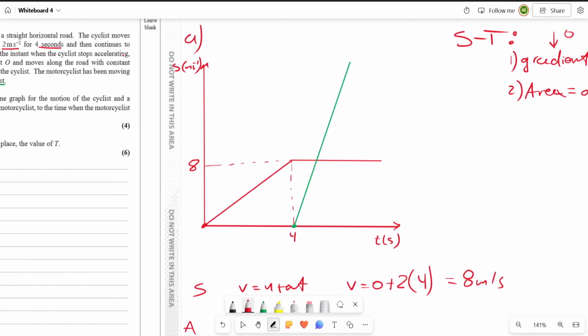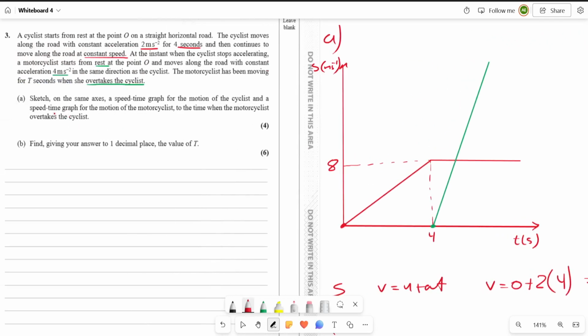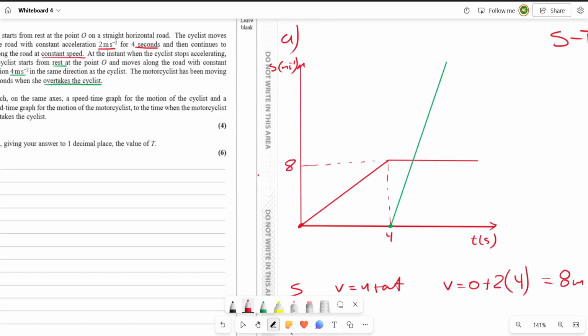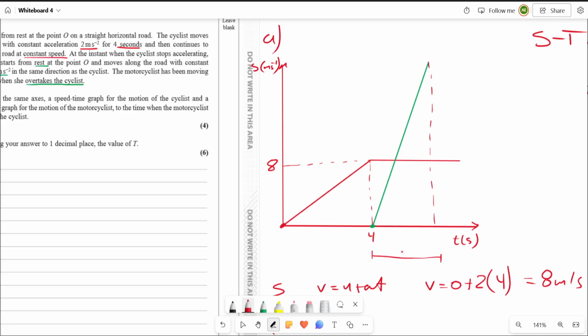Let's apply that thing over here. So we said that the motorcyclist has been moving for t seconds when she overtakes the cyclist. So starting from the motorcycle, it moved t seconds until it overtook the cyclist. So let's say the point of overtaking is over here. Let's say this point. Okay. So this distance is t seconds, right? This interval is t seconds.